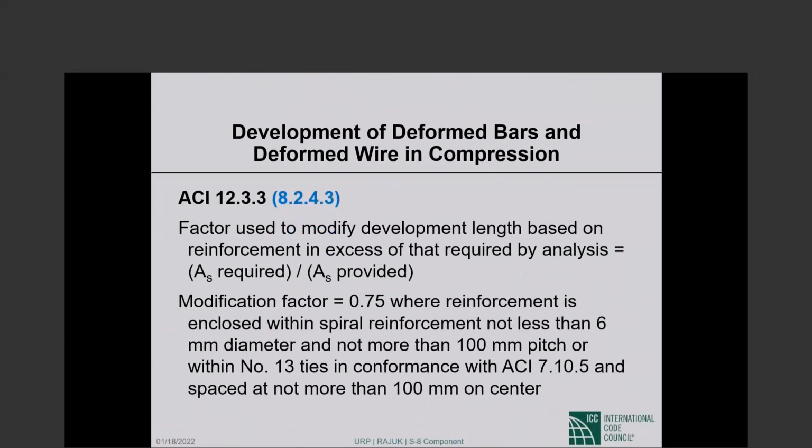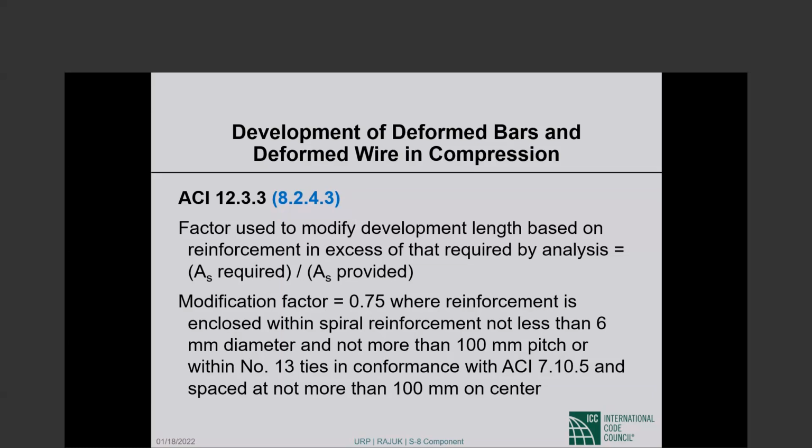The factors that we can apply are factors that apply to the required L sub DC that you saw on the previous page. Factor used to modify development length based on reinforcement in excess of that required by analysis. So the same excess reinforcement factor, and modification factor of 0.75 where reinforcement is enclosed within spiral reinforcement, not less than 6 millimeter diameter, not more than 100 millimeter pitch. Okay, so let me read it again. You get a modification factor of 0.75.